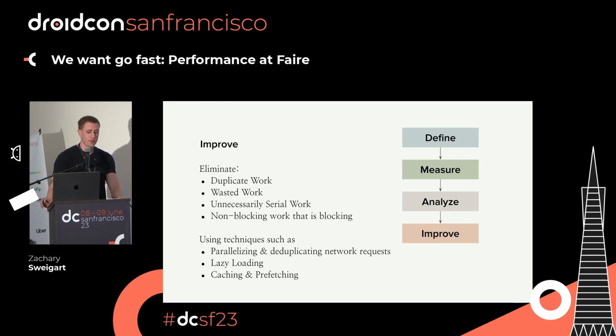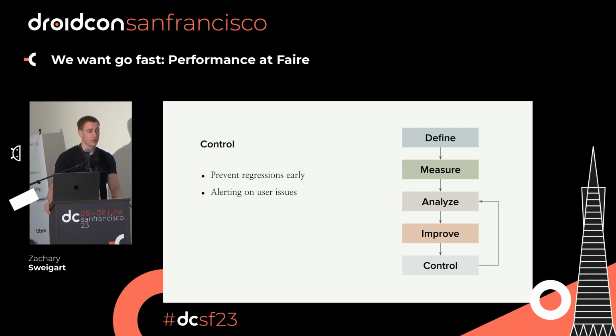Then you can improve, and remember you're trying to eliminate duplicate work, wasted work, unnecessarily serial work, and non-blocking work that is blocking. And you can use techniques such as parallelizing and deduplicating network requests, lazy loading, and prefetching and caching. And finally, control. You want to try to prevent regressions early and be alerted whenever there are regressions so you can fix them and loop back to analyzing whatever the problem was that you caused.